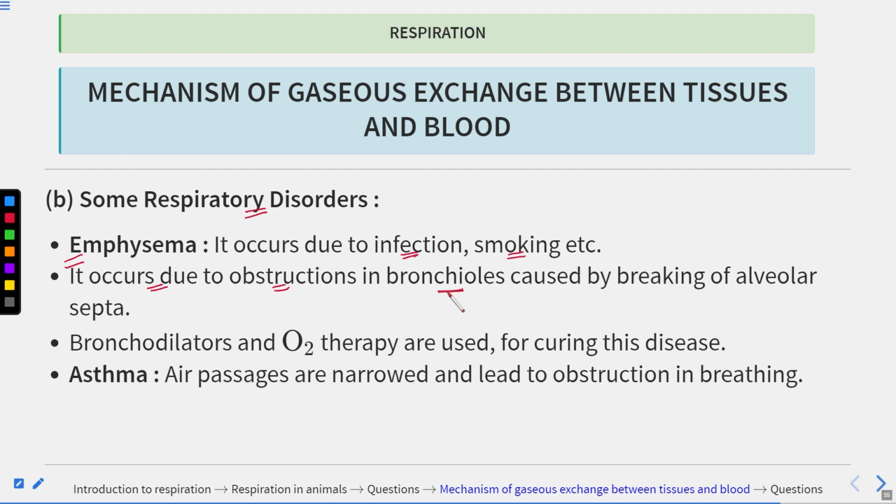So there are two bronchi, right and left, which enter into each lung. Okay, and then they divide into the bronchioles, and the end of the bronchioles is known as alveoli. Now emphysema is due to the obstruction of the bronchioles caused by breaking of the alveolar septa. Okay, so here what happens? Bronchodilators and oxygen therapy are used for curing this disease.